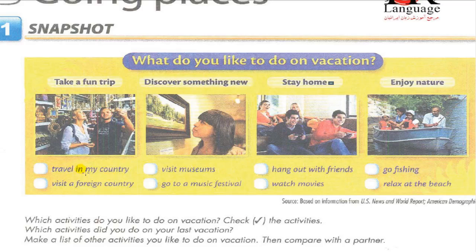I can travel in Egypt. I can go to Hurghada. I can travel to Hurghada, Sharm el-Sheikh, Luxor, Aswan, or visit a foreign country. I can travel to Saudi Arabia. I can travel to Mecca, Jeddah, Riyadh.